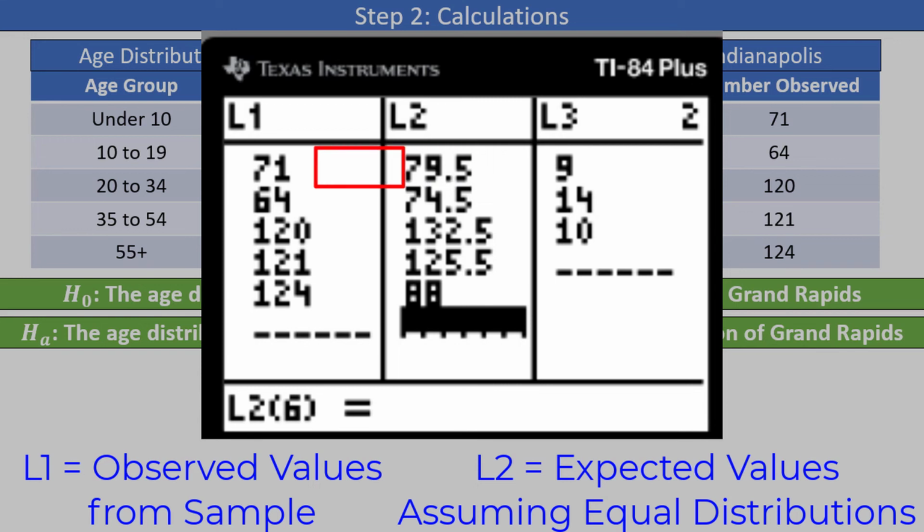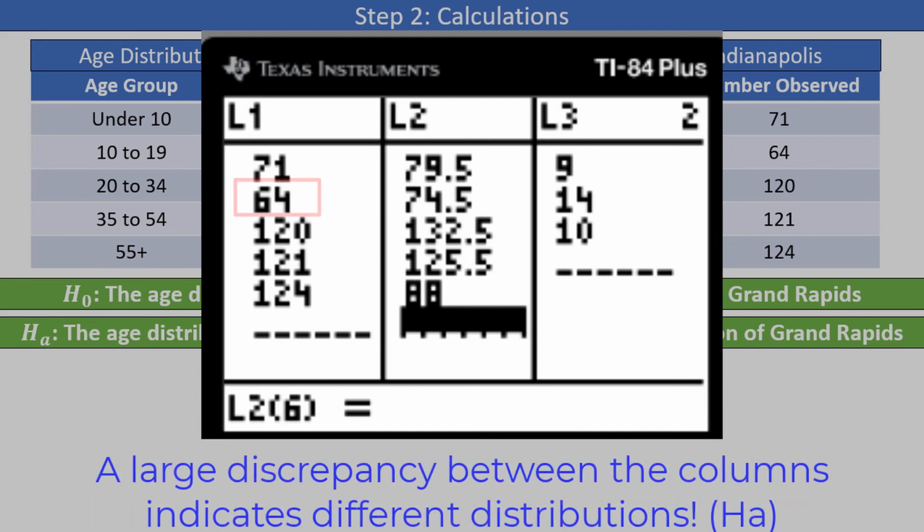We actually had 71 observed in our sample, so relatively close but a little bit off. We should have expected to see 74.5 individuals from age 10 to 19 in our sample, but only saw 64, so even a little bit further off in that one. When there is a large discrepancy between these two columns, that will be associated with a lower p-value, and therefore evidence in favor of the alternative hypothesis, that the age distributions are different between the two cities.